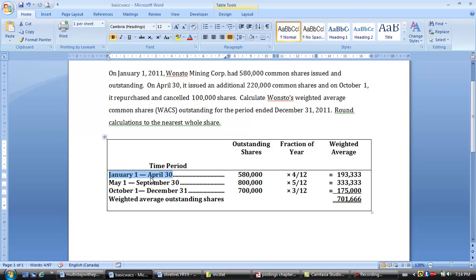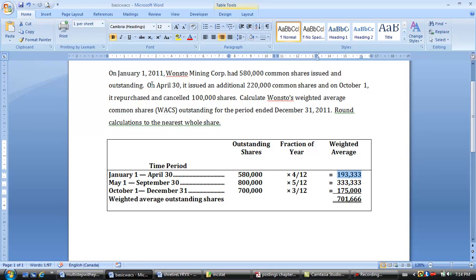Well, we know that starting on January the 1st, we had 580,000 common shares outstanding. However, don't forget, they were outstanding only until April 30th when we issued another 220,000. So up until April 30th, I had 580,000 shares outstanding. That means for that 4-month period, out of 12 whole months for the year, I had 580,000 shares outstanding. So on a weighted average basis, I had 193,333 shares outstanding over that 4-month period.